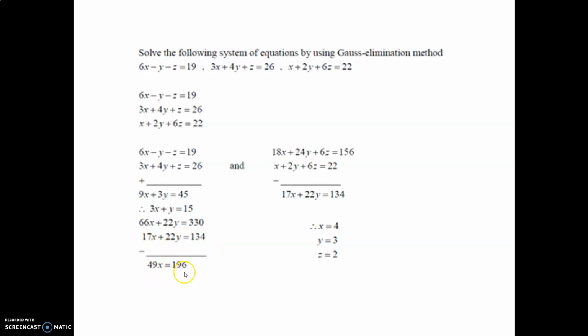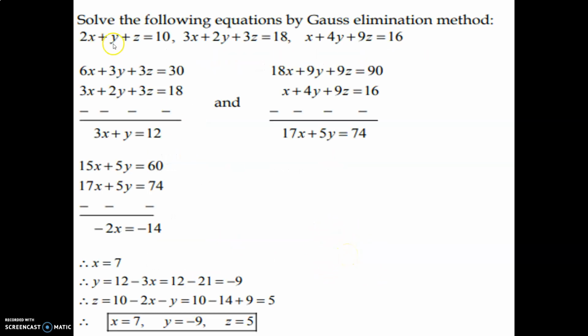Solving simultaneously, 49x is equal to 196. By back substitution we derive x equal to 4, y is equal to 3, z is equal to 2. Solve the system of equations by the Gauss elimination method.